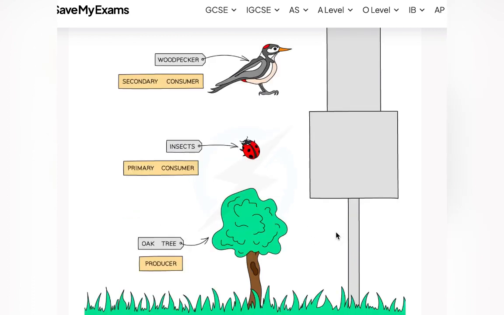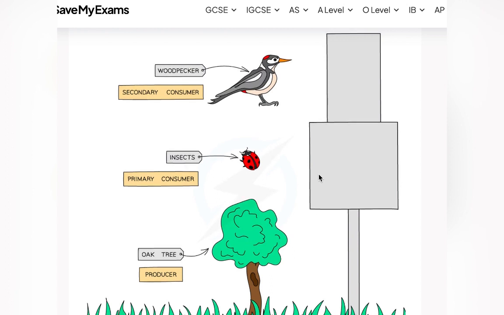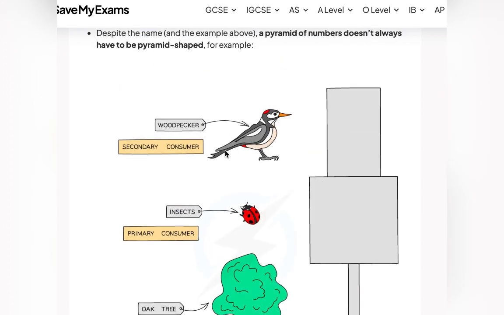But what is significant is that you can see the height of the bar, meaning there are more grasses or more oak trees. So you see here the primary consumer, the insects that are feeding on the grasses, and then you see the woodpecker, the secondary consumer, that is eating the insects.